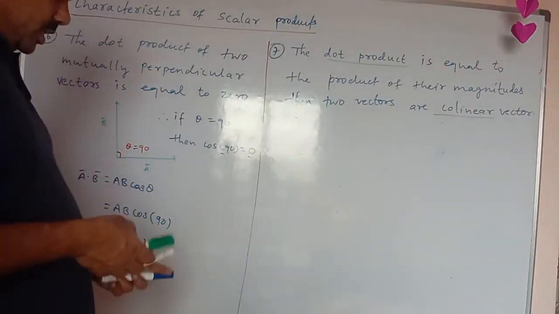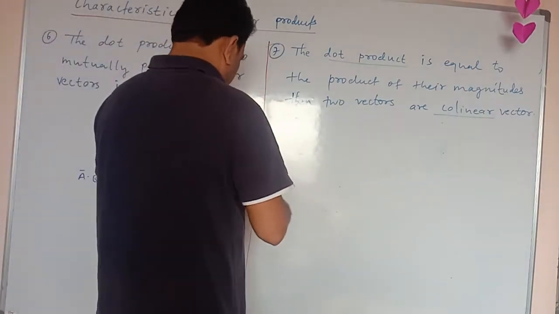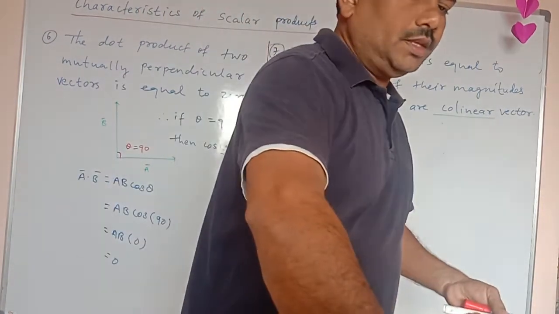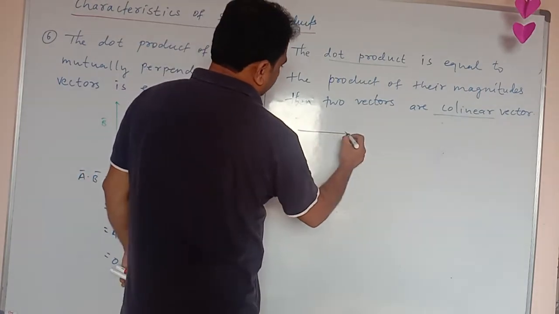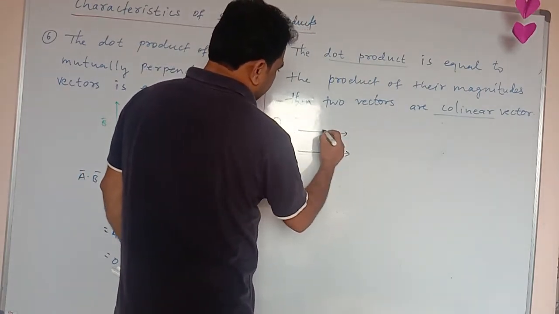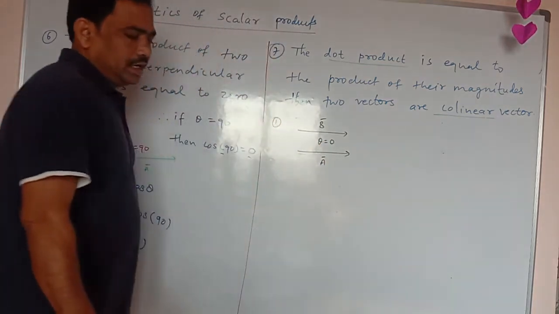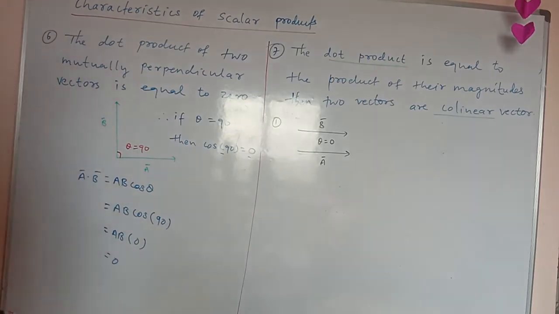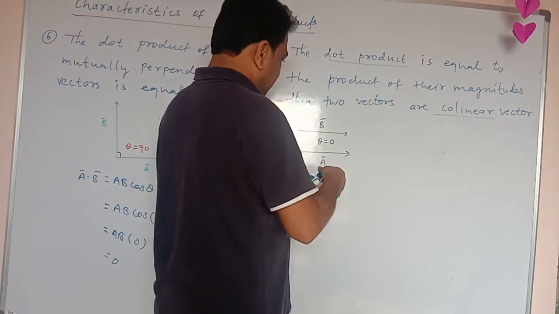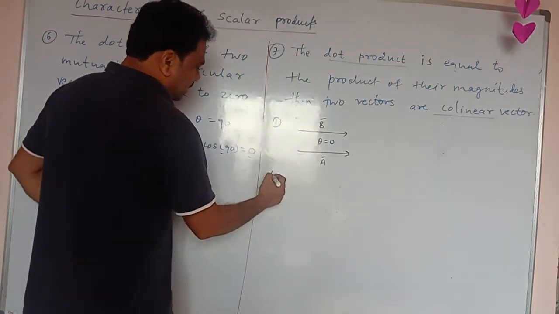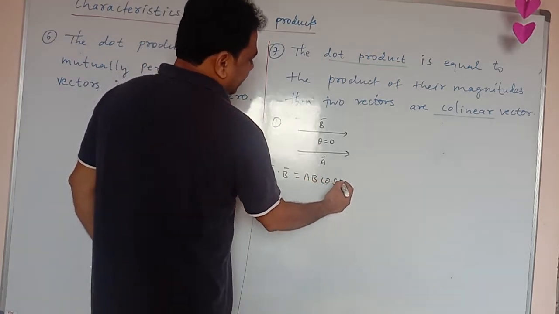Let us first consider two vectors that are parallel to each other. In the first case, we take two vectors, vector A and vector B, parallel to each other, and the angle of inclination theta between them is equal to 0. Now how can we take the dot product of these vectors? Vector A dot vector B is exactly equal to AB cos theta.